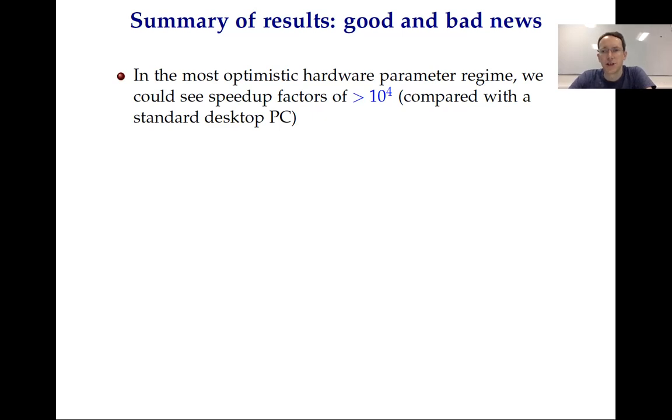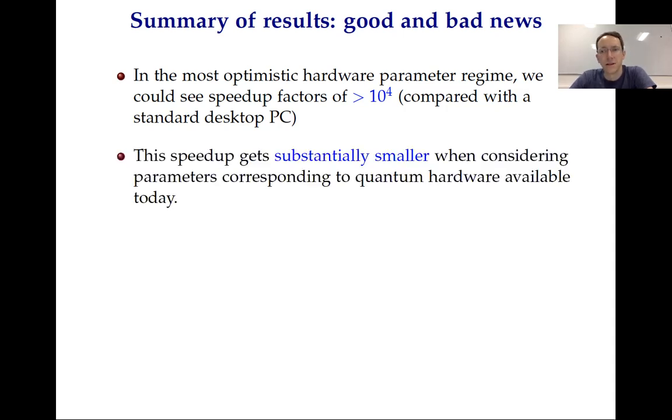So firstly, in the most optimistic regime, this optimistic column, we might see speedups of greater than a factor of 10,000 or so compared with a standard desktop PC. And I want to clarify that this is for problems that we can solve in at most 1 day on the quantum computer, because as the size of the problem increases, the quantum speedup will also increase, but it's probably not realistic to say, okay, we're happy to leave the quantum algorithm to run for a year to solve a graph coloring problem. We probably are happier to put an upper bound of a certain amount of time that the quantum computer needs. And in this case, we put an upper bound of 1 day. And within this time budget, we might see speedups of the order of 10,000 times or more compared with a standard desktop PC. But the speedup gets a lot less if we look at quantum hardware that's available today, or parameters corresponding to that.